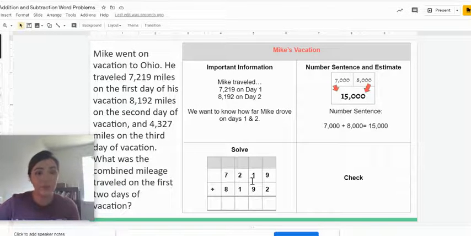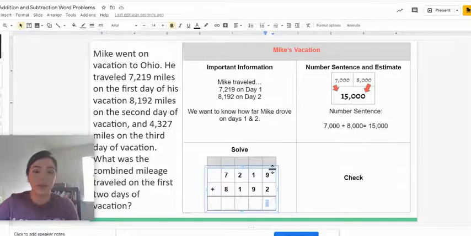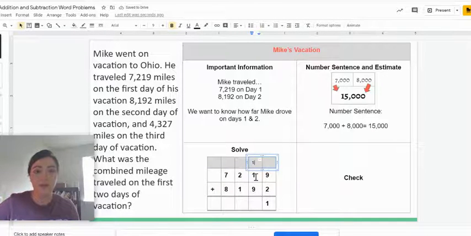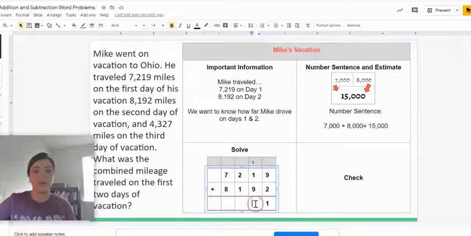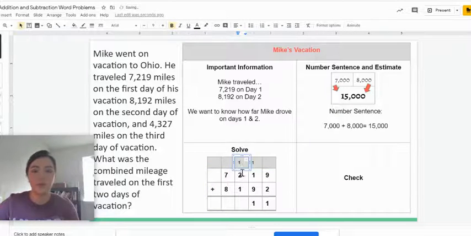And when we move on to solving, we want to make sure that we have our numbers where they need to be. So we know we added 7,000 and 8,000. So that tells us we're going to add our 7,219 and 8,192. We add them together, start solving. 9 plus 2, that's going to give me 11. Bring my 1 up here to the tens place. 9 plus 1 is going to give me 11 again. 1, bring the other one over.